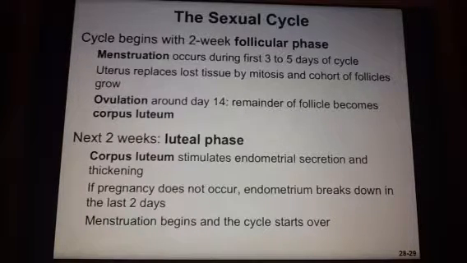From there, the next 2 weeks are called the luteal phase, and the corpus luteum stimulates endometrial secretion and thickening. And then if pregnancy doesn't occur, the endometrium breaks down in the last 2 days, then menstruation begins and the cycle starts all over again.